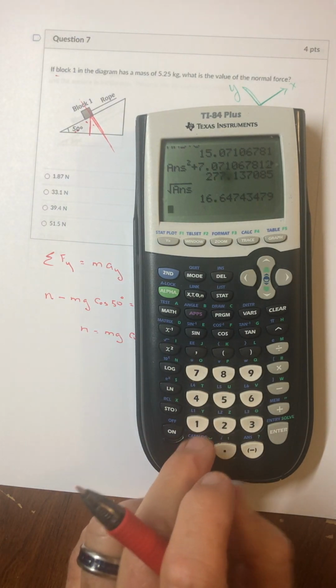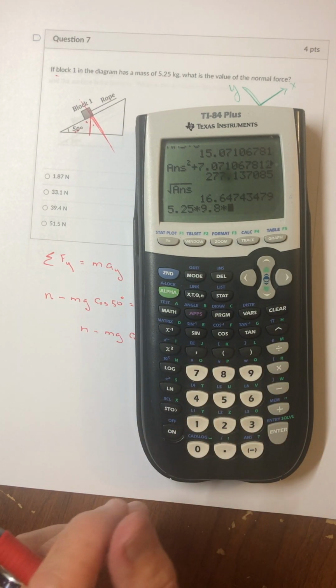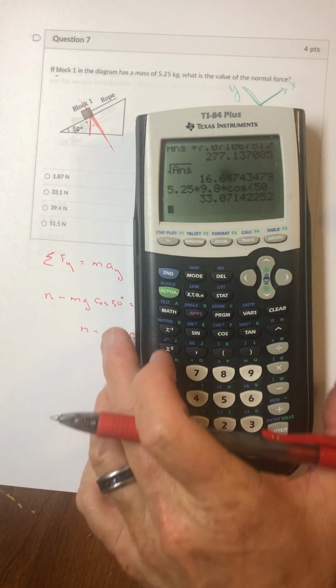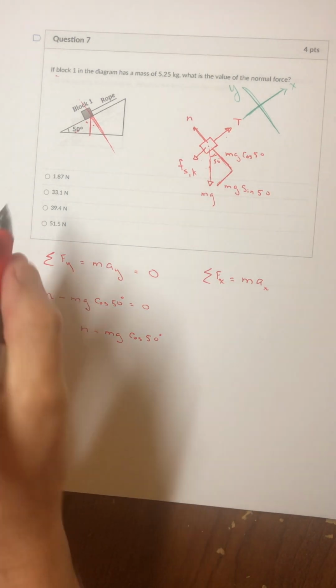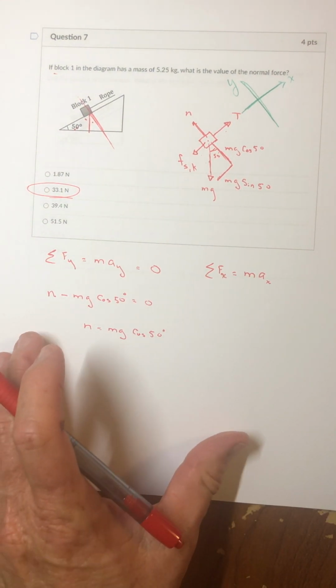So let's see, 2.25 times 9.8, times cosine of 50 comes out to be 33.1. And so it looks like the second one down.